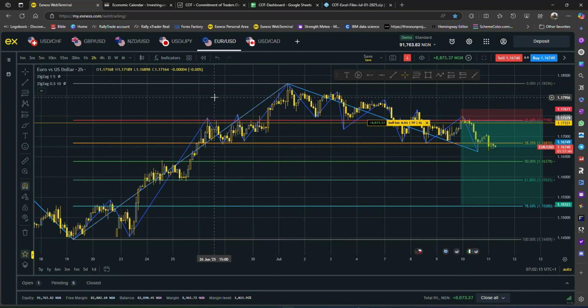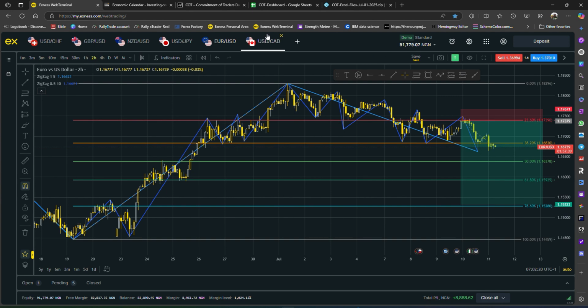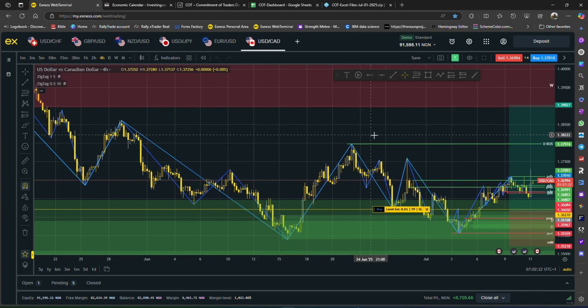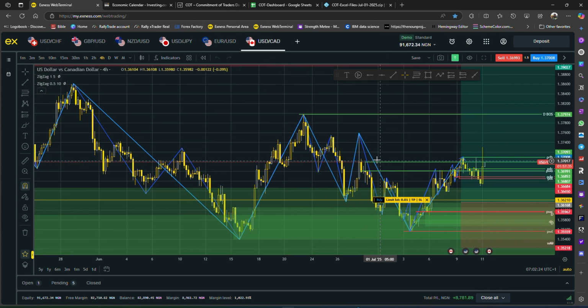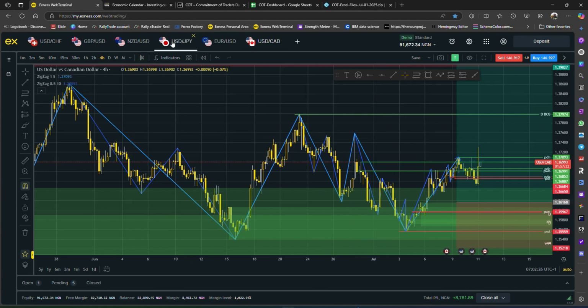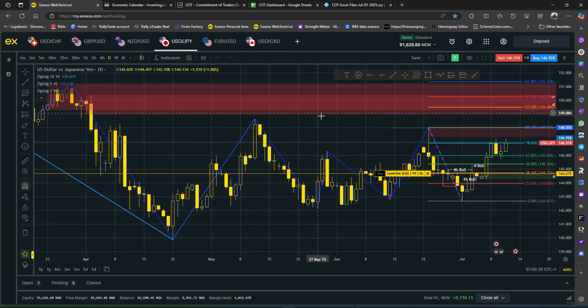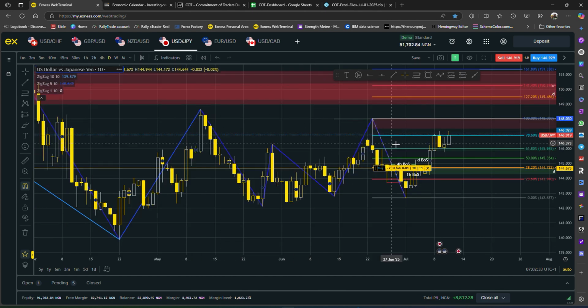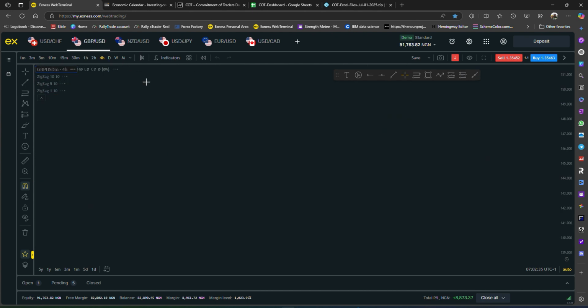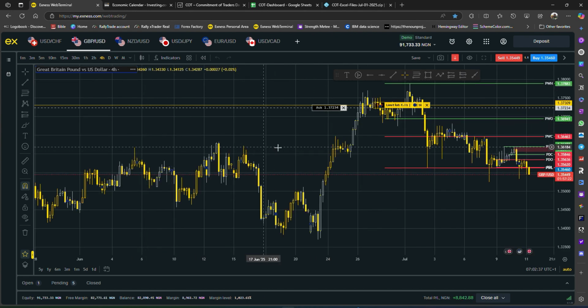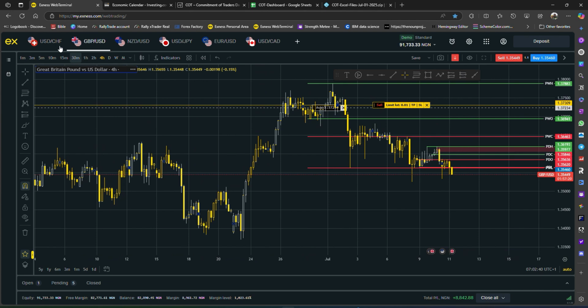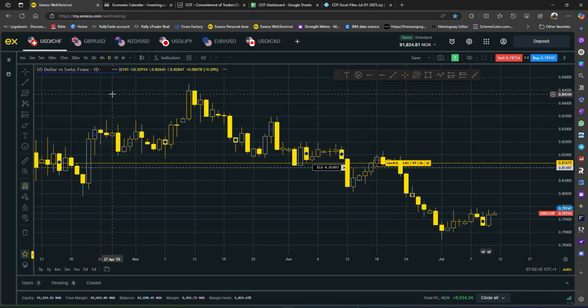Okay, looking at the market this morning, we have Euro USD printing bearish. We have the US dollar CAD seeming like it's about to go even more bullish on the 4 hours. We have the US dollar against the Japanese yen going bullish, like crazy bullish recently. And we have the British pound also strongly bearish. And then we have the US dollar Swiss franc, highly bearish, slightly going bullish in recent days.